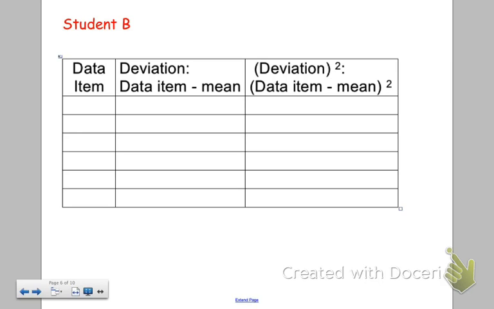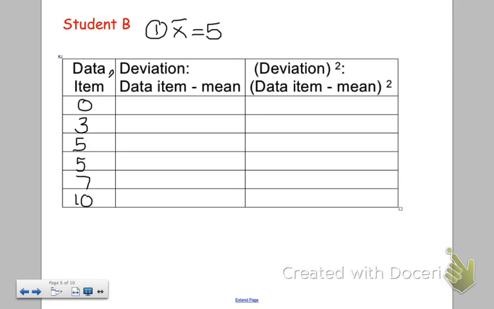Okay. Now remember, I want to find the mean, which I've already found previously. I found that the mean for student B was 5. Now remember that X with the bar over it is a symbol that we use in math for the mean. So the mean of those data values was 5. Okay. Now I'm going to go ahead and list my data items for student B. I had 0, 3, 5, 5, 7, and 10.